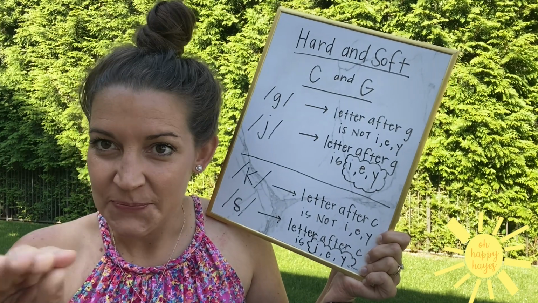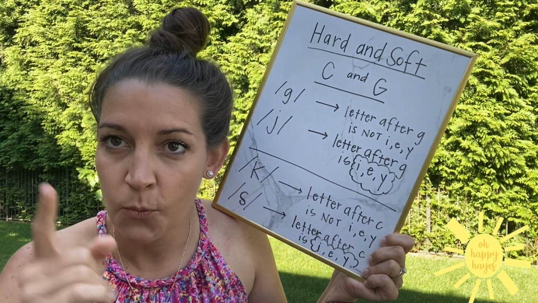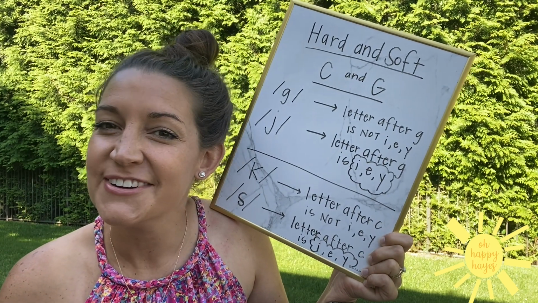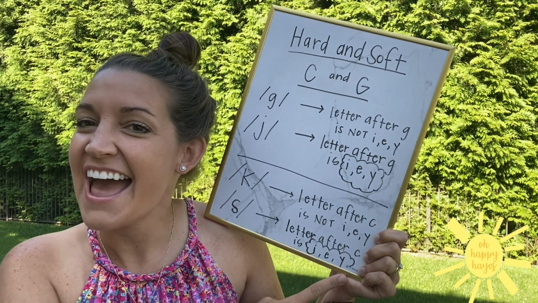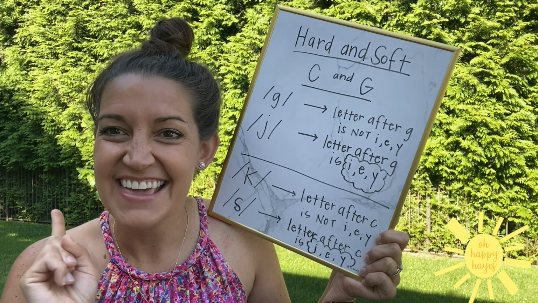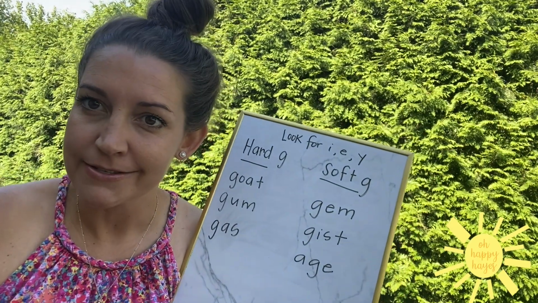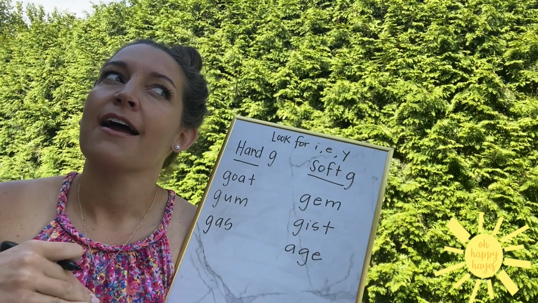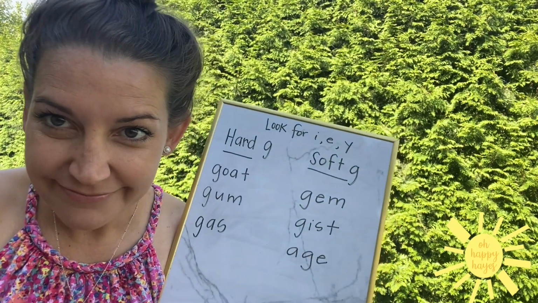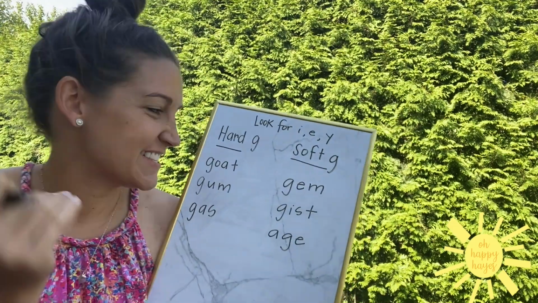All right, so all this is to say, which 3 letters should you be on the lookout for? I, E, and Y. You say it, I, E, and Y. So you're probably like, Mrs. Hayes, can I see some examples? Of course, let me show you some examples.